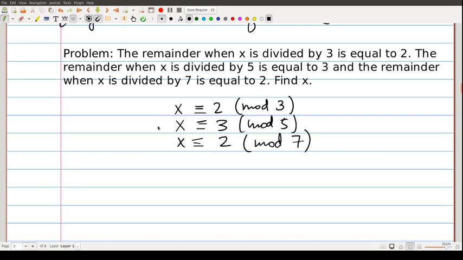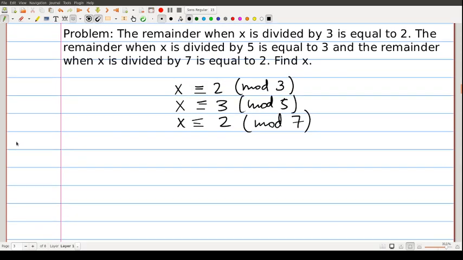So these are the equations that I'm looking to satisfy, right? So I want a number that can satisfy all of these equations. Okay, all right, so here's the solution.